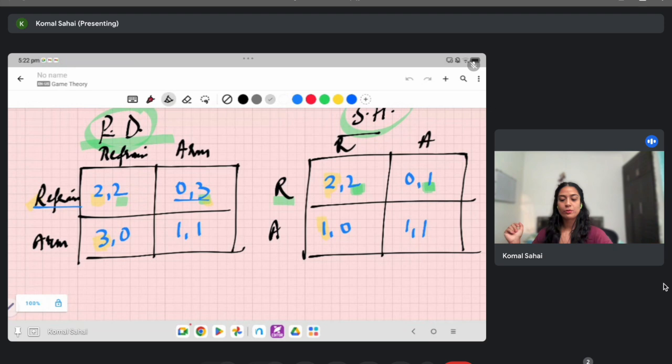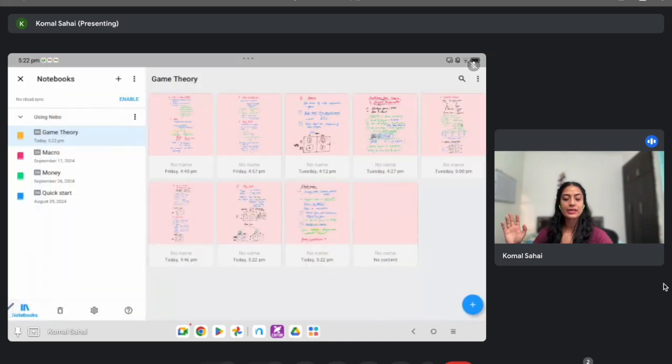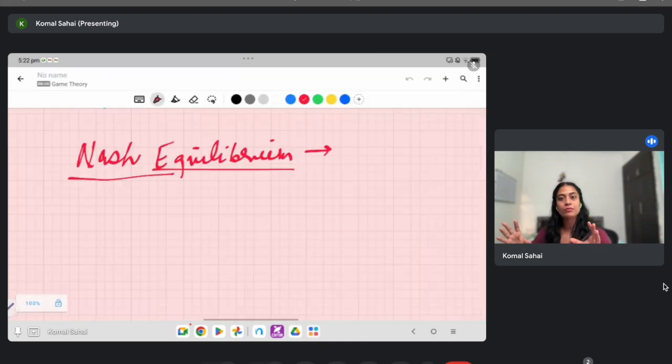So one action profile in this case would be refrain and refrain, right? So it assigns refrain to player 1 and refrain to player 2. Another action profile is that it assigns refrain to player 1 and arm to player 2 and so on. तो a Nash equilibrium is essentially कि ये जो 4 action profiles हमारे पास available हैं, उनमें से कौन सा एक equilibrium है? So a Nash equilibrium is an action profile.